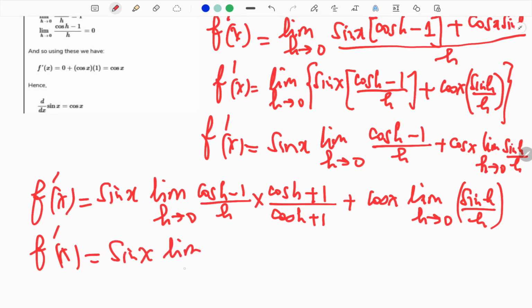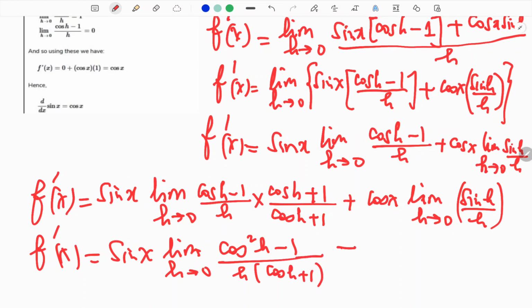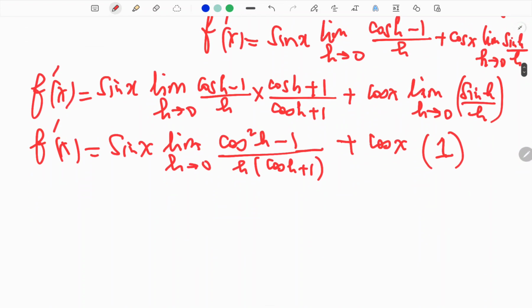Right, times the limit as h approaches 0. And then the top is cosine squared h minus 1 divided by h into cosine h plus 1. And then this is exactly cosine x. In mathematics, the limit of sine h over h is the same as the number 1. You can prove that one, but yes, it is 1.